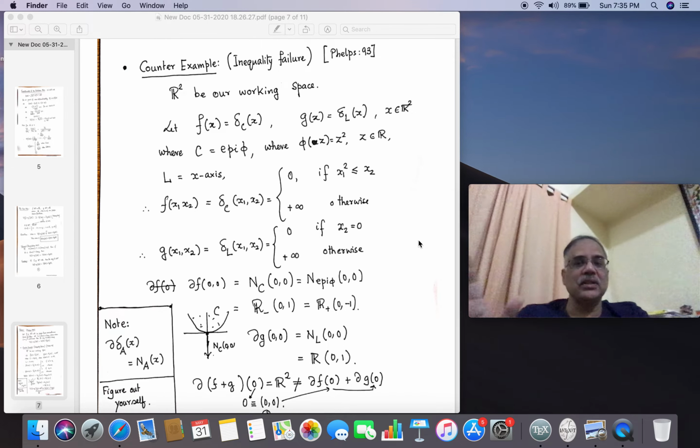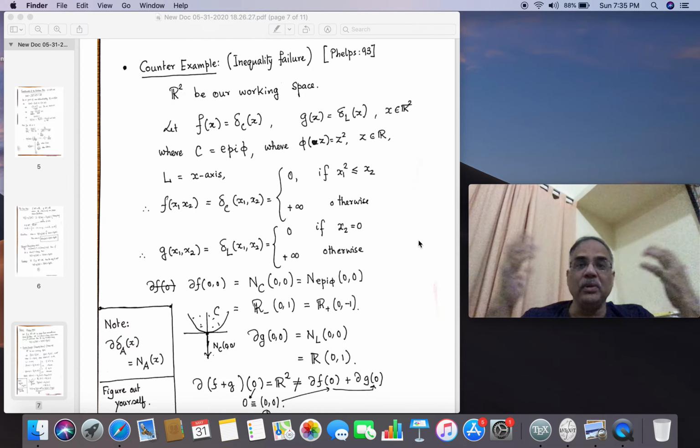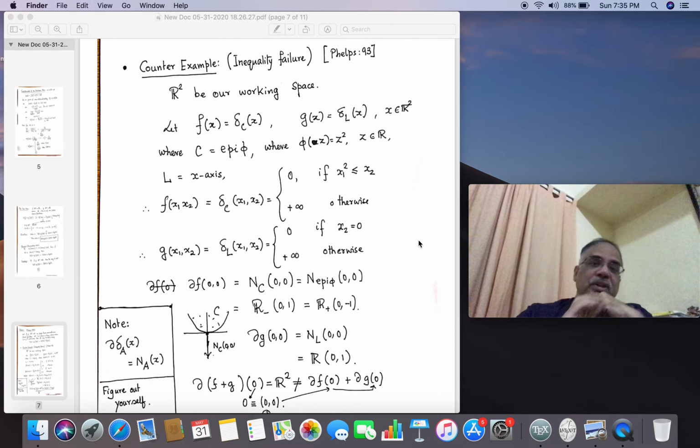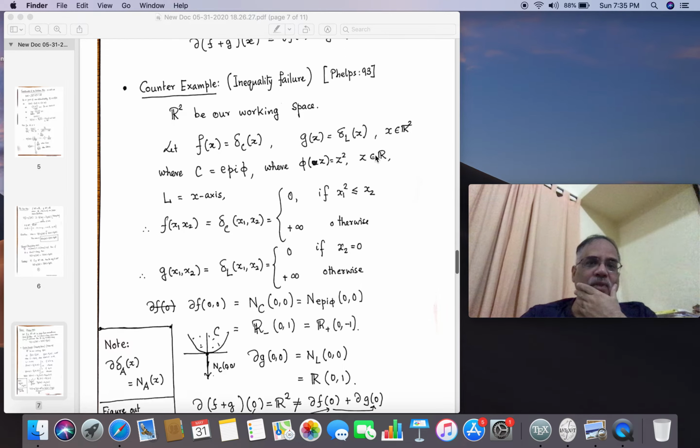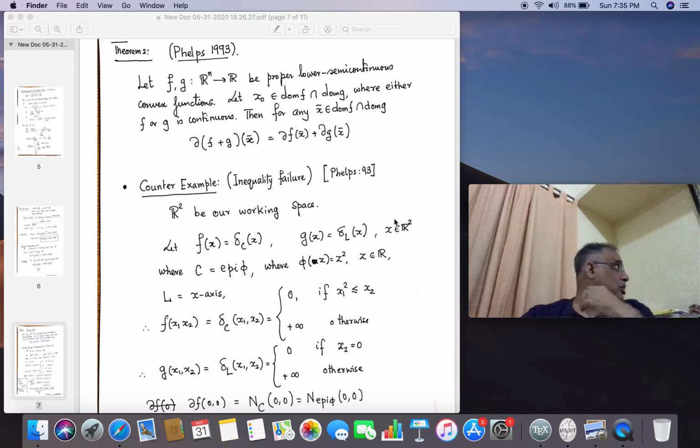Why, I would ask you to think and catch, why would such an inequality fail? What would be the problem? So here is a situation. One of the conditions given here in the Phelps theorem is not going to take place.